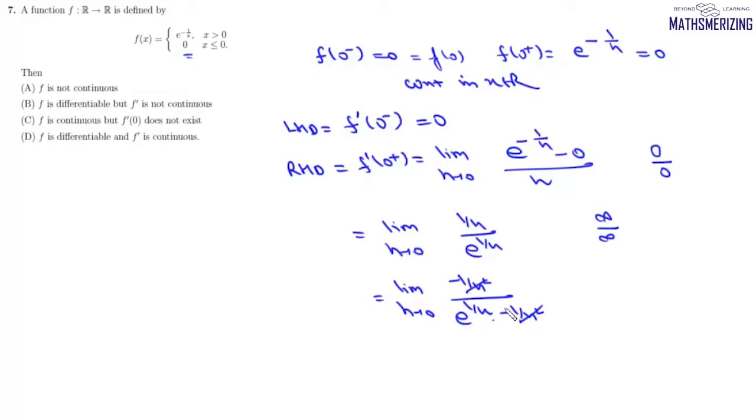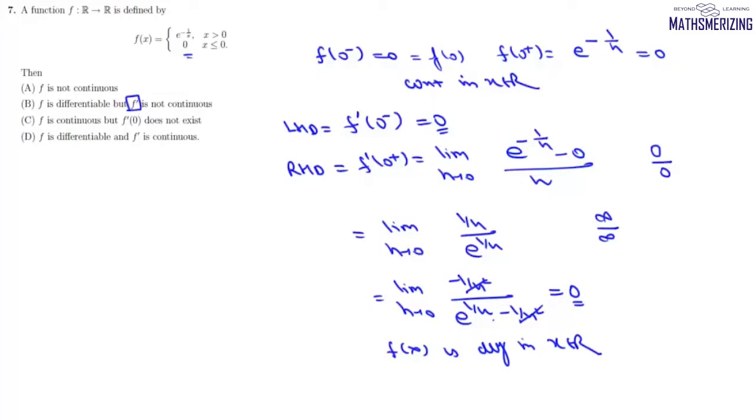Now e to the power minus infinity is nothing but 0. So left hand derivative is 0 and right hand derivative is 0. So this function is differentiable at x equal to 0. So f(x) is differentiable for x belongs to R. Now we have to find whether its derivative f dash is continuous or discontinuous.